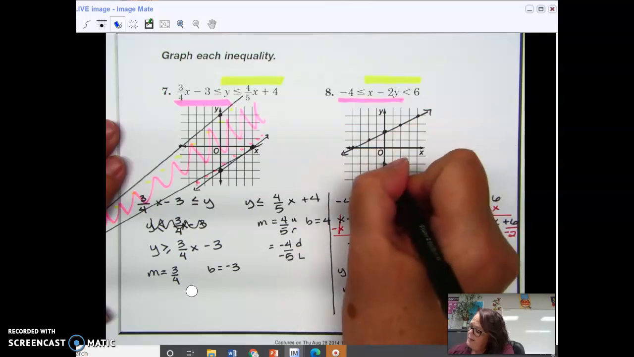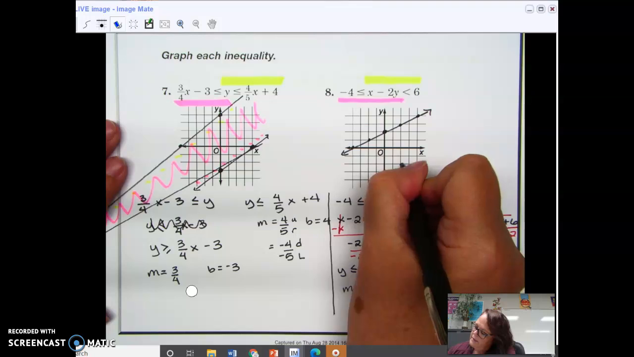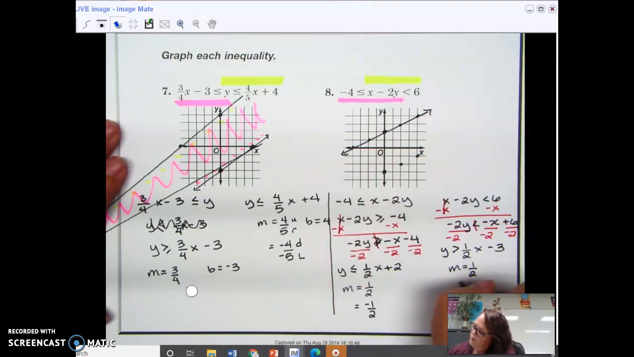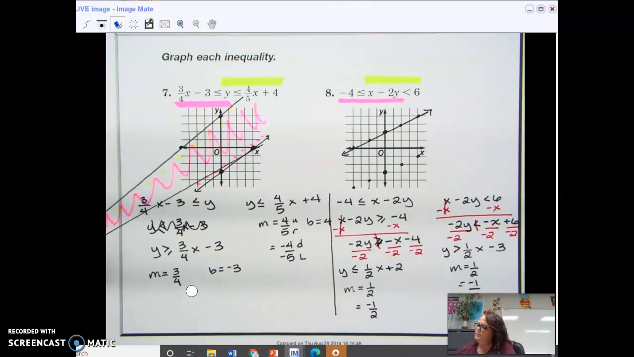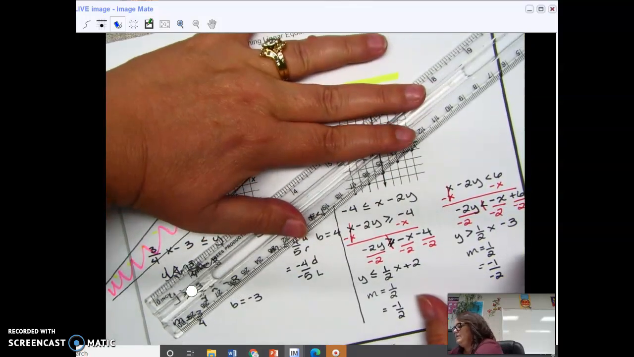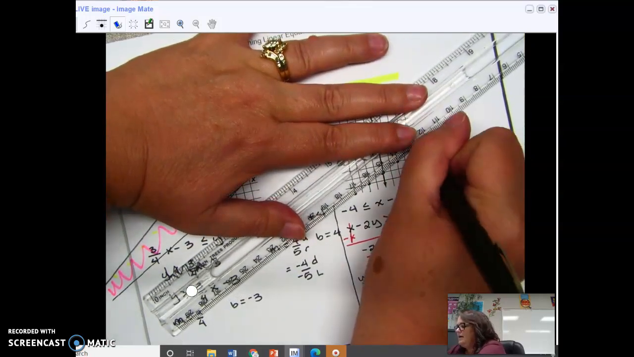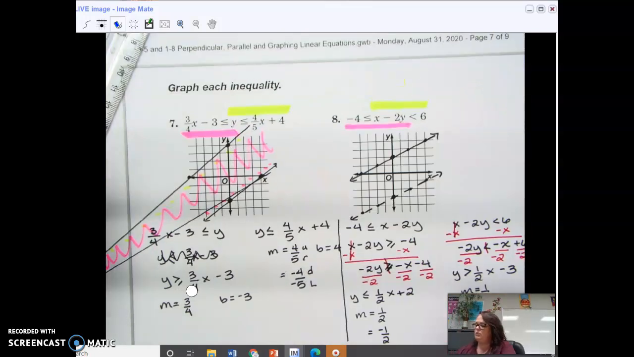So I've got a y-intercept at -3, and my slope says up 1 and to the right 2, or we can take the opposite of the top and the opposite of the bottom and go down 1 and to the left 2. Now this one says strictly greater than, so that means the line itself is not part of the solution set. So we're going to make that one dashed.